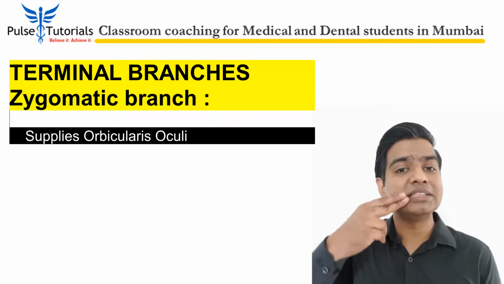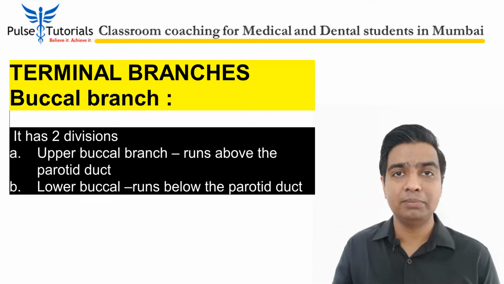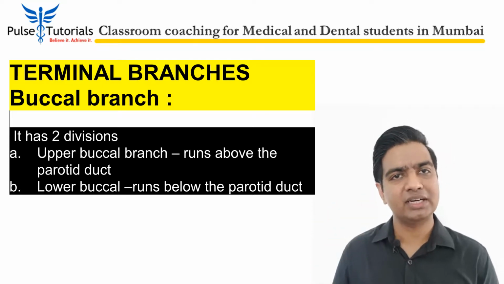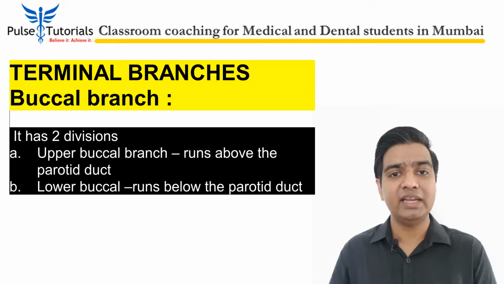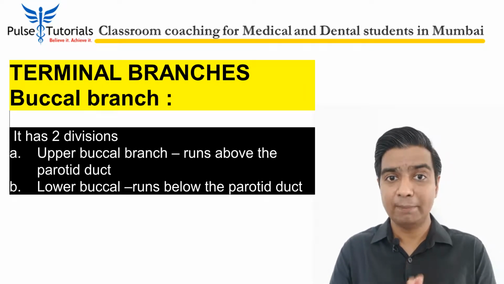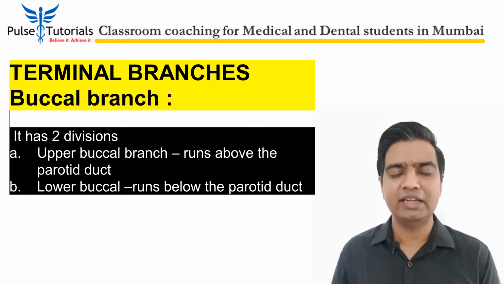The buccal branch actually divides into two, an upper buccal and a lower buccal. The upper buccal branch runs above the parotid duct, and the lower buccal branch runs below the parotid duct. And this becomes very important during surgeries of the parotid gland. Not to damage these nerves is vital.